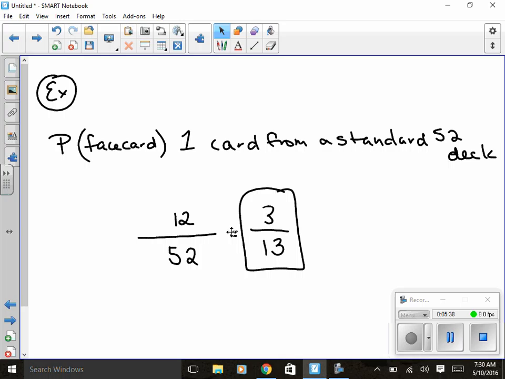So with this, we're going to be looking at all different kinds of probabilities and trying to figure it out, whether we're working with a spinner or not a spinner. And this is just the basic part of it. We're going to get a little bit more complicated as time goes on.